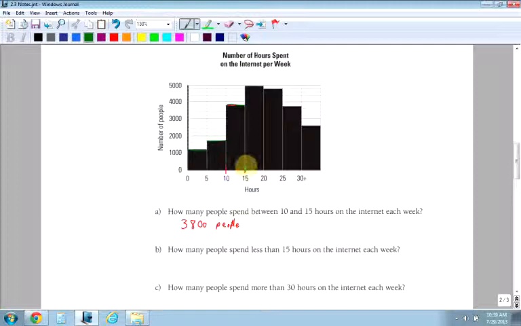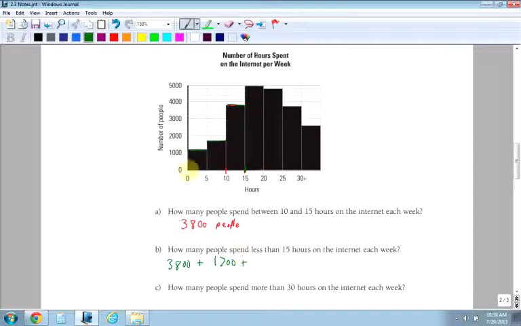How many people spend? So we already know that 3,800 people are between 10 and 15. We're going to have to add on the people between 5 and 10. And look, it's halfway in between, so that means it's going to be an increment of 100. So instead of, say, 20 would be 2,000, that would be 1,800, so it would be 1,700. 100 less because it's halfway between.